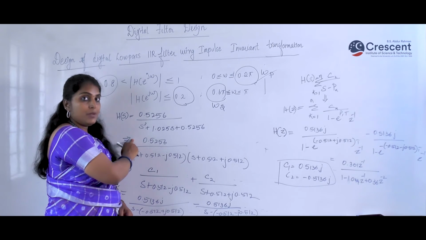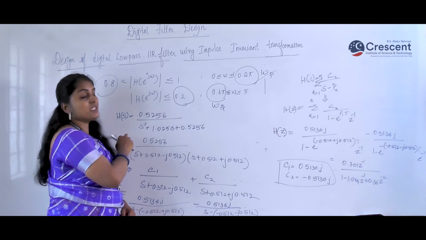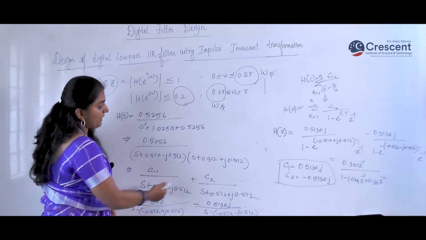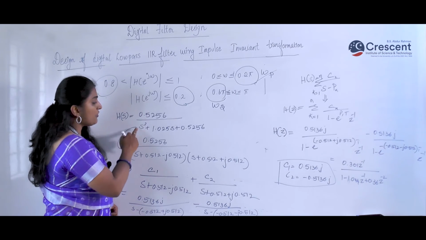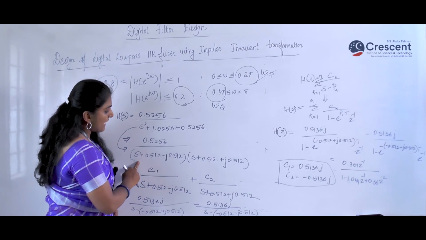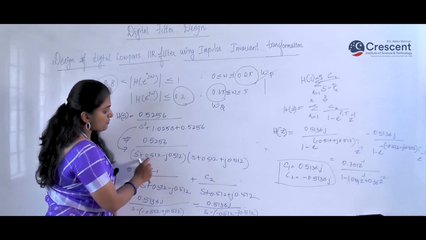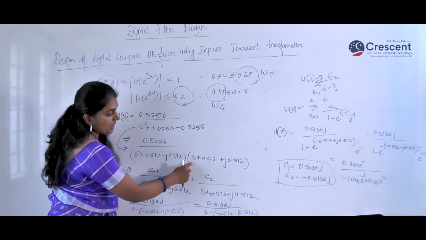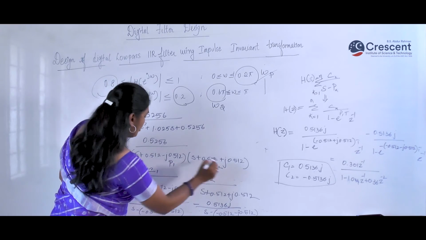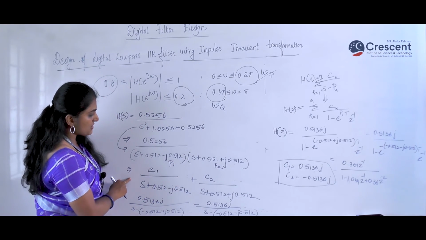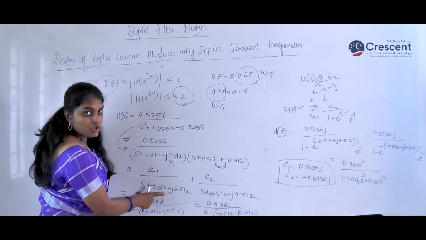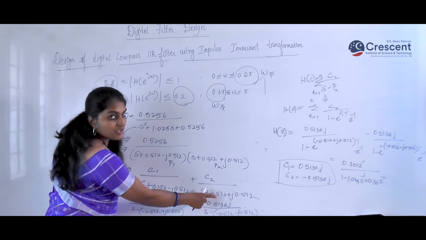As I told earlier, when we go for the impulse invariant transformation, we have to apply partial fractions. Before getting into the partial fractions, first we need to find the poles of this quadratic equation. By solving it, we get the poles as these two factors: s plus 0.512 minus j 0.512, and similarly s plus 0.512 plus j 0.512. This is pole 1 and this is pole 2. Now we apply the partial fractions. Since we have two poles, we need two constants: c1 divided by the same denominator factor plus c2 divided by the same denominator factor.